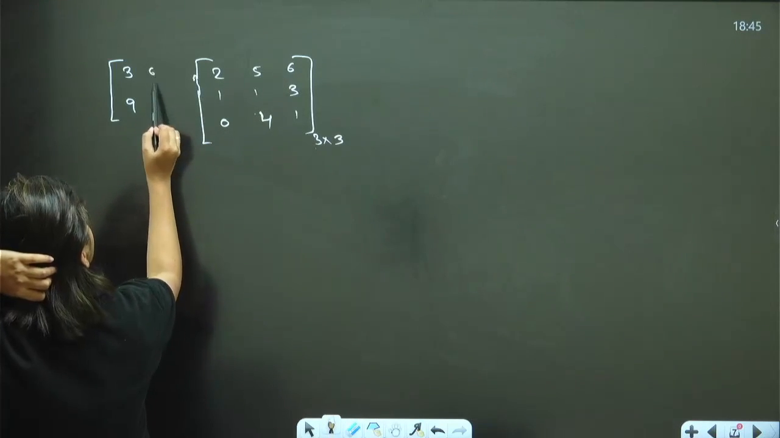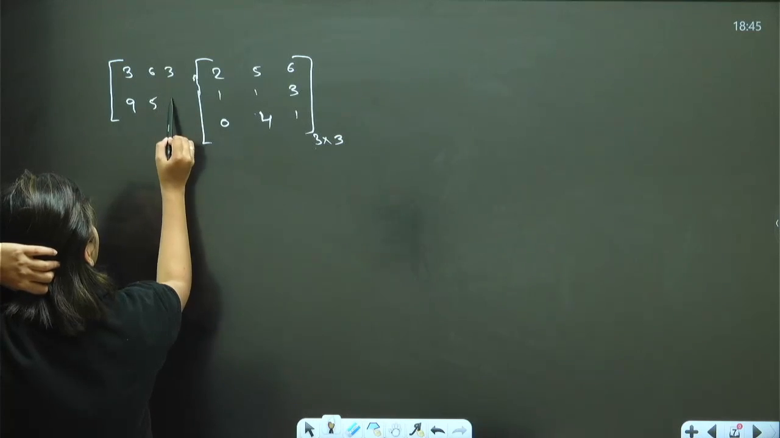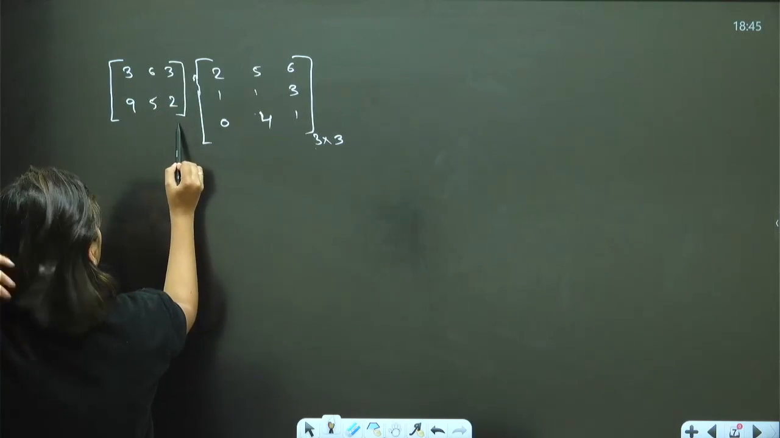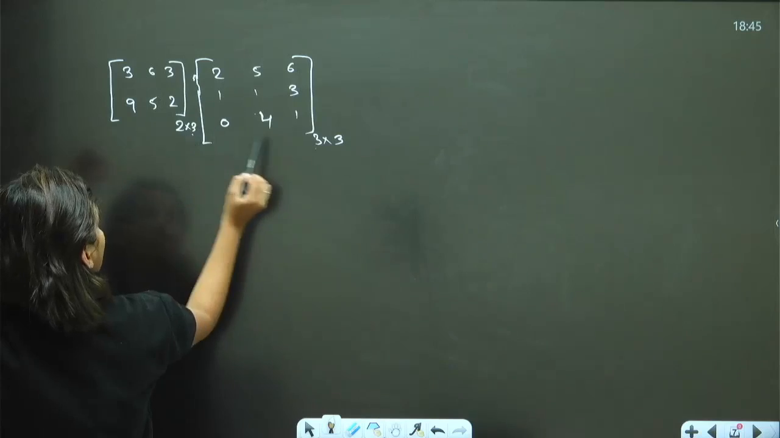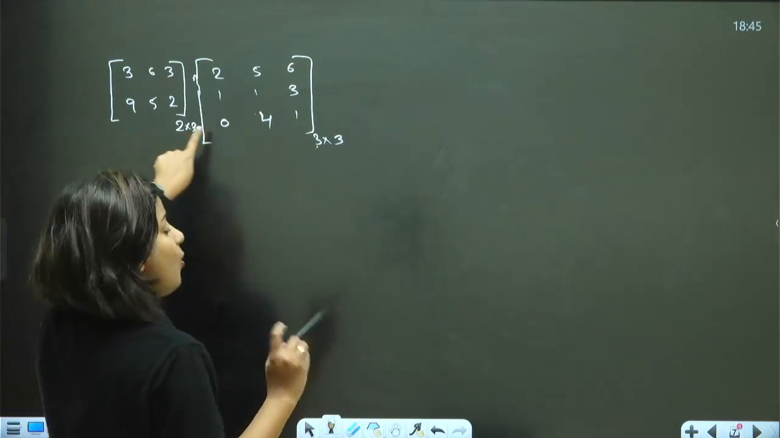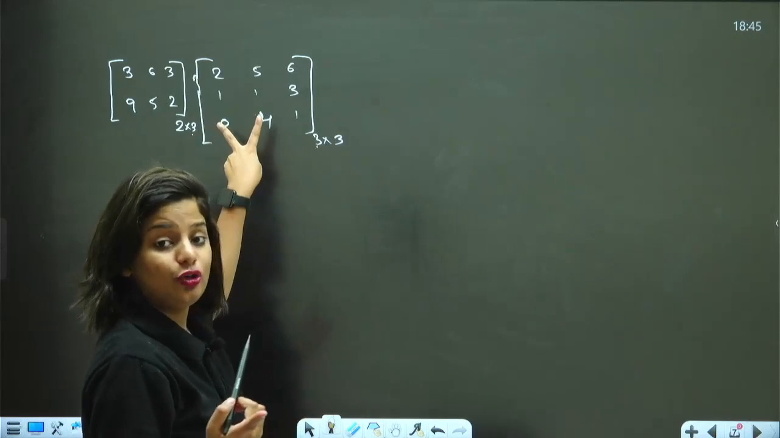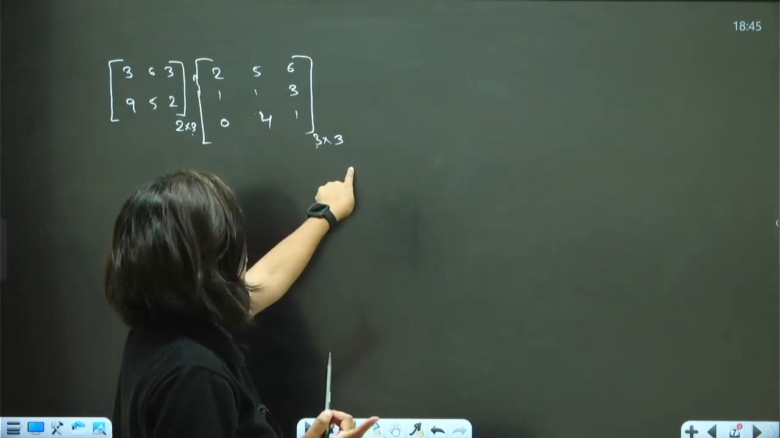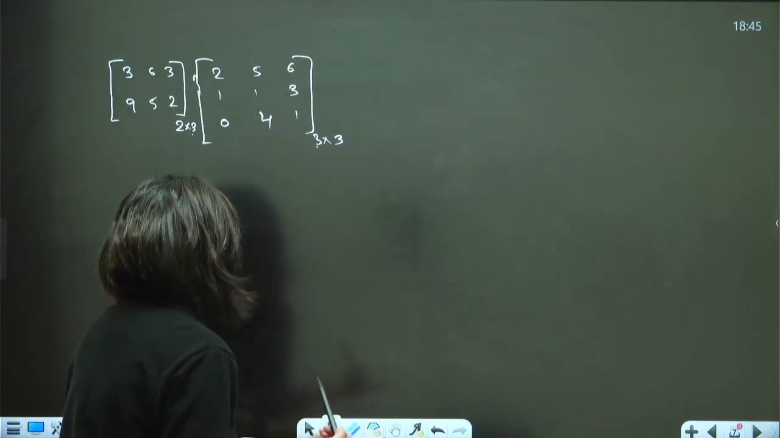6, 5, 3, 2. Now 2 rows, 3 columns. Now can I multiply these two matrices? Of course, ma'am, you can multiply. What will be the order of the resultant matrix? It will be again 2 by 3, that is 2 rows and 3 columns.